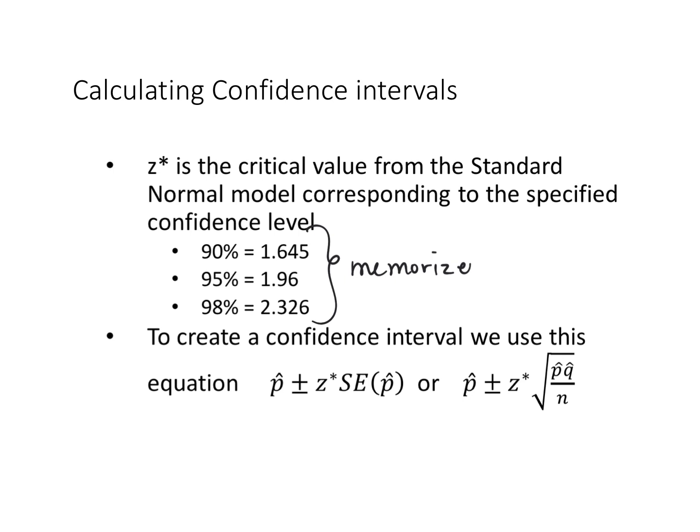So to create a confidence interval, it's your sample proportion plus or minus your margin of error. And the margin of error calculation is your Z star, your critical value, times the standard error. Standard error calculation in this chapter is square root of P hat Q hat over N.